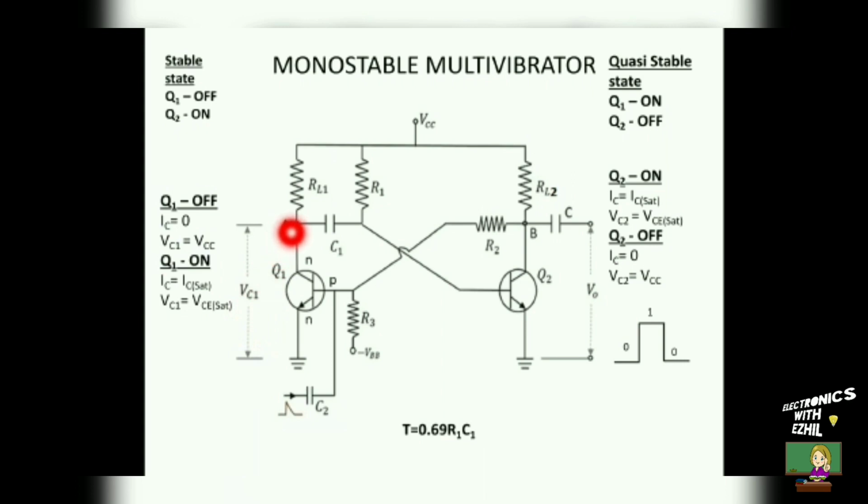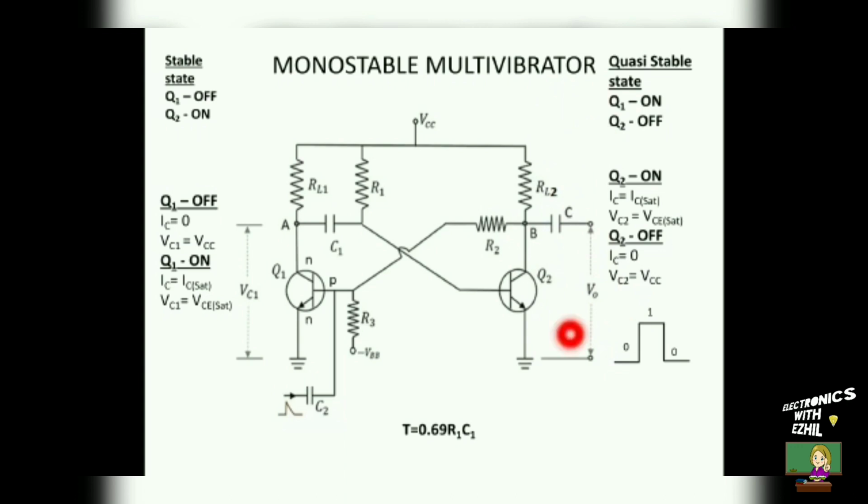This voltage is almost 0, which is applied to the base of the transistor 2. So this will not keep the transistor 2 in on state. So this will bring the transistor 2 from on to off state. Once it is off, the collector and emitter terminals are getting open circuited. So no current will be flowing through the collector terminal, which is equal to 0. So collector to emitter voltage will be equal to VCC. This is the quasi-stable state of the monostable multivibrator, which is Q1 on and Q2 off.